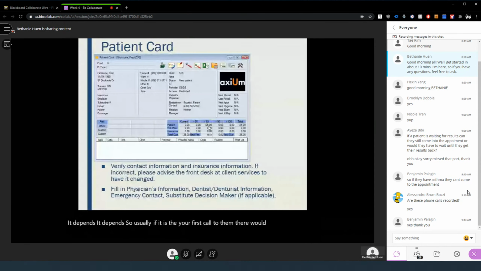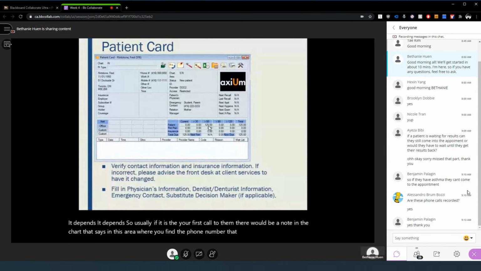So usually, if it is your first call to them, there would be a note in the chart, in the area where you find the phone number, that says please speak with the daughter, or please speak with the son, or the neighbor, or whoever, and they would give the phone number. So from there, you're allowed to call.